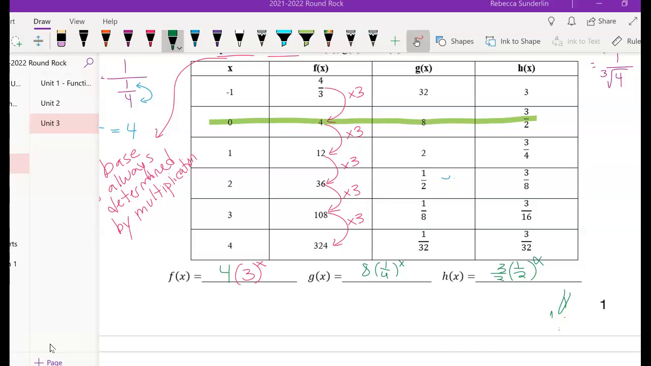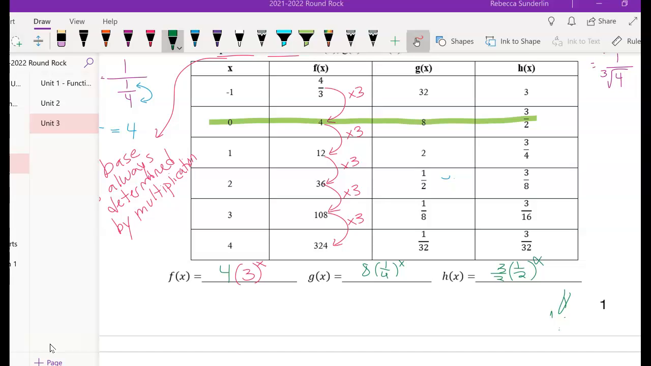Now, g of x and h of x are both what type of exponentials? Decay. They are decay functions because our b value is a fraction less than 1. So they're decreasing, which we can see, yeah, they're going down.